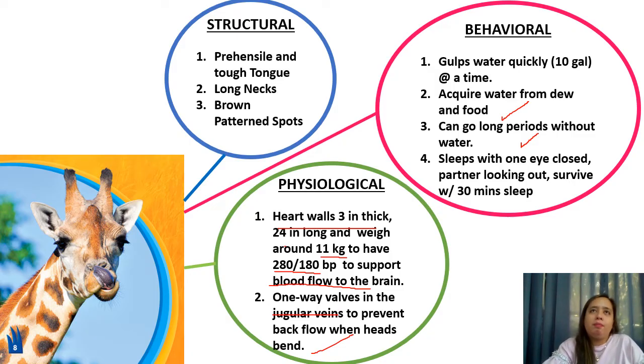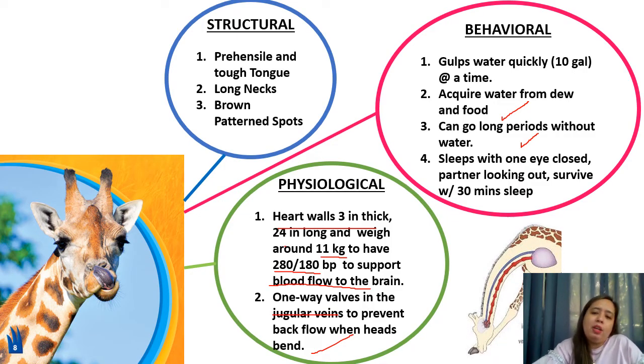So if you can see here, it's a very simple animal, but in terms of adaptations, they have a lot. Structural, behavioral, physiological, they have different types of adaptations that enable them to at least survive in their environment. So as you can see here, you have a large heart that could pump the blood to the brain, but they also have jugular veins that could prevent the backflow of the blood when they bend.